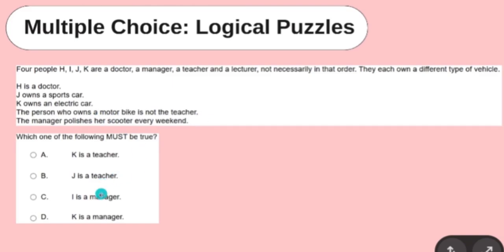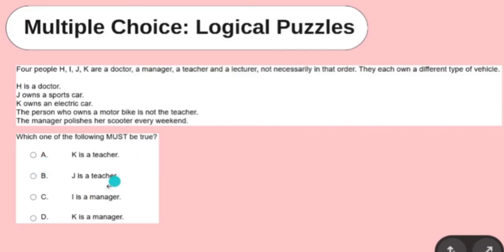Okay, we can't necessarily work out the job of J and K, I don't think, so let's just look at the statements now. So K is a teacher. Well, we don't necessarily know that. We don't know the job for K. K could be the teacher, but they equally could be a lecturer. So for that one, that option isn't correct.